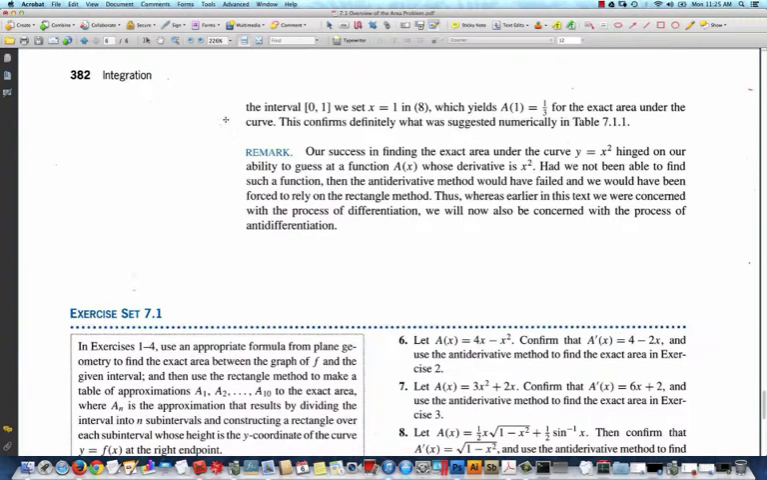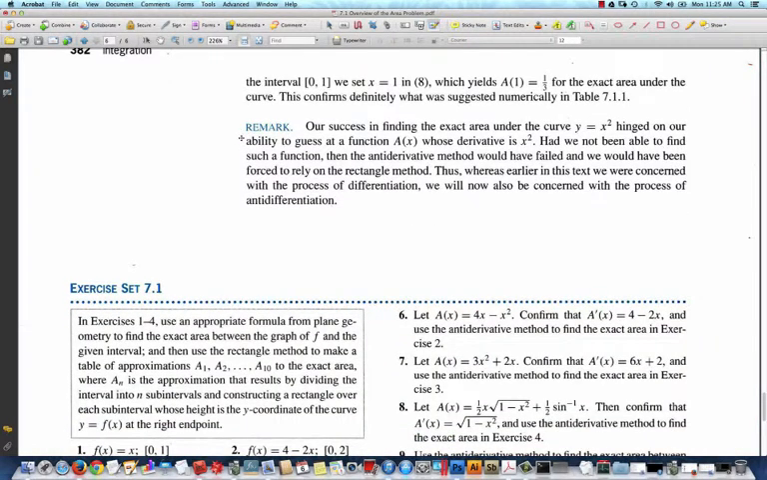For the area over the interval from 0 to 1, we set x equal to 1, which yields a of 1 equals 1/3 for the exact area under the curve. This confirms definitively what was suggested numerically in table 7.1.1.